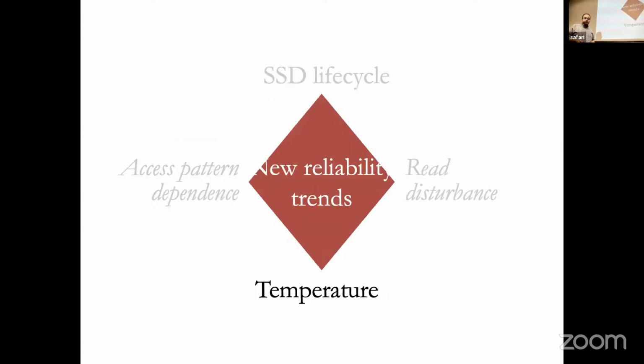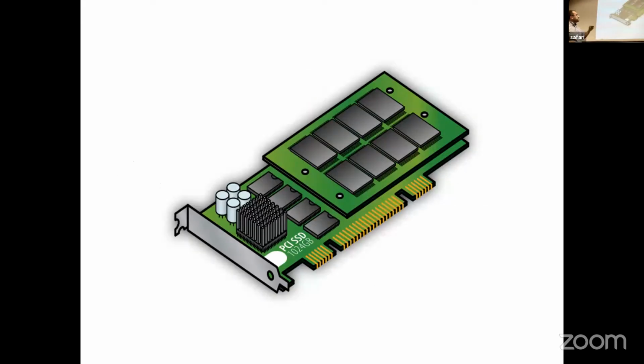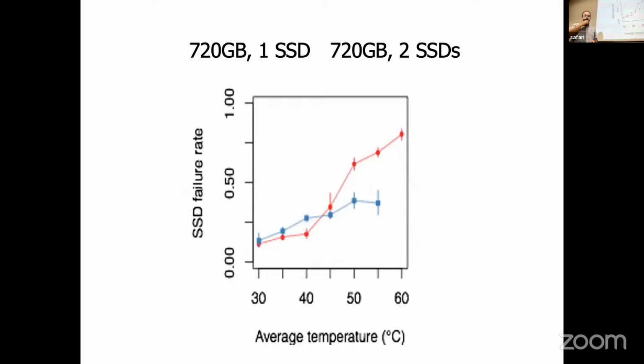So another topic that we were interested in was the effect of temperature. Basically, in modern SSDs, we have a temperature sensor where you can actually read the working temperature of your SSD, and you can correlate errors with temperature, if there is a correlation.